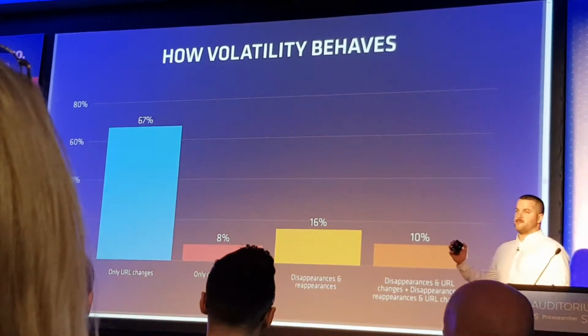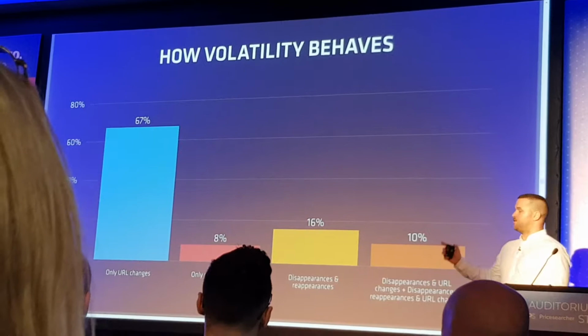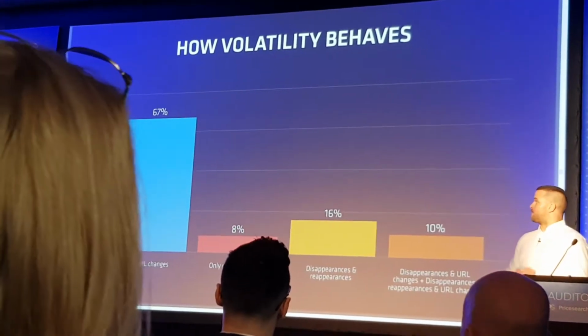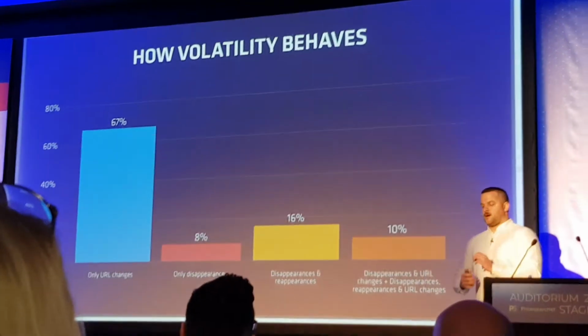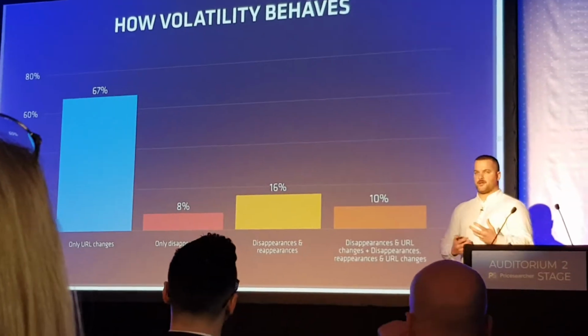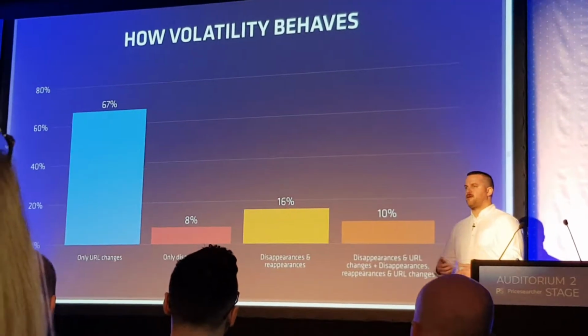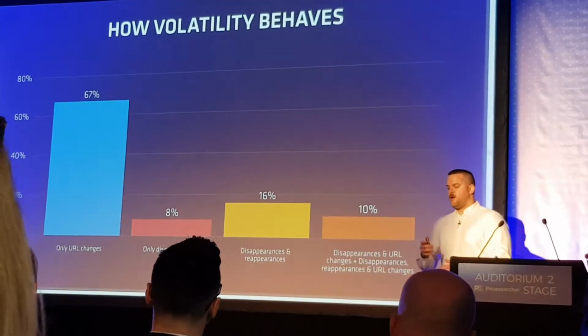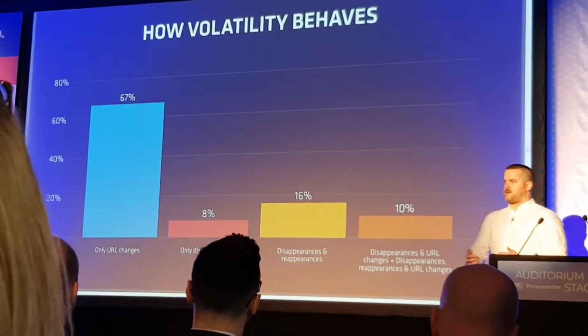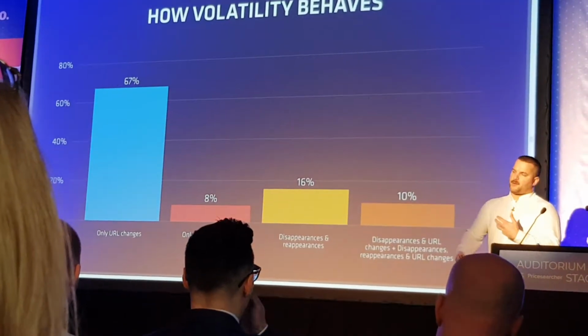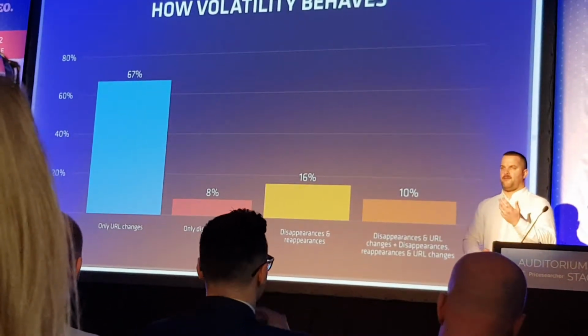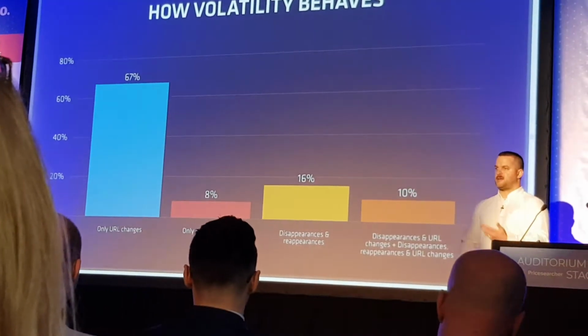And what we can see here is the most common kind of volatility is actually just URL changes. So 67% of the time, the volatility is just the URL swapping, which means that Google's very willing to shop around for better content and therefore better user experiences and satisfaction. Only 8% disappeared and never came back, which means that once Google decides they want to show a snippet, they're not often rolling back that decision. They're fairly confident that they want to show a snippet based on the intent of that query.